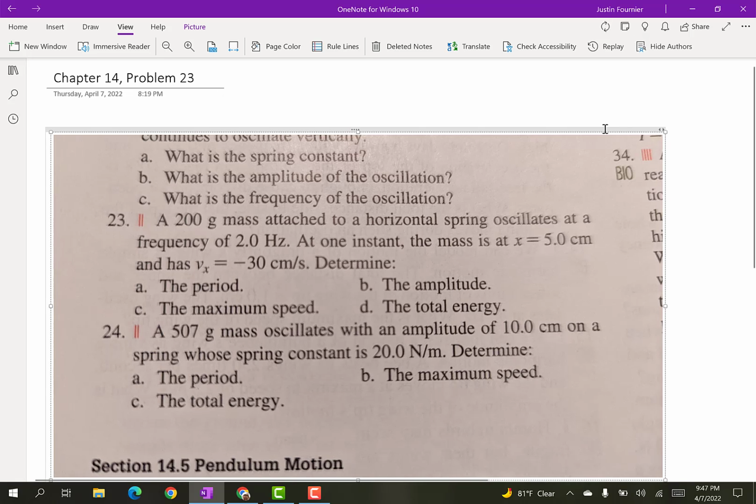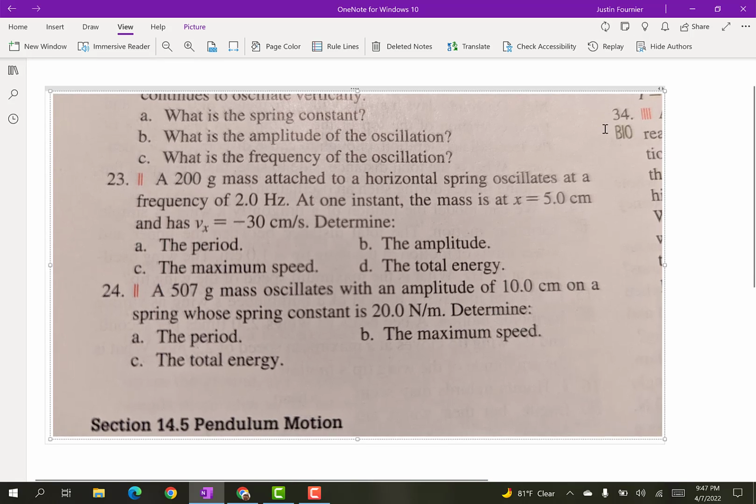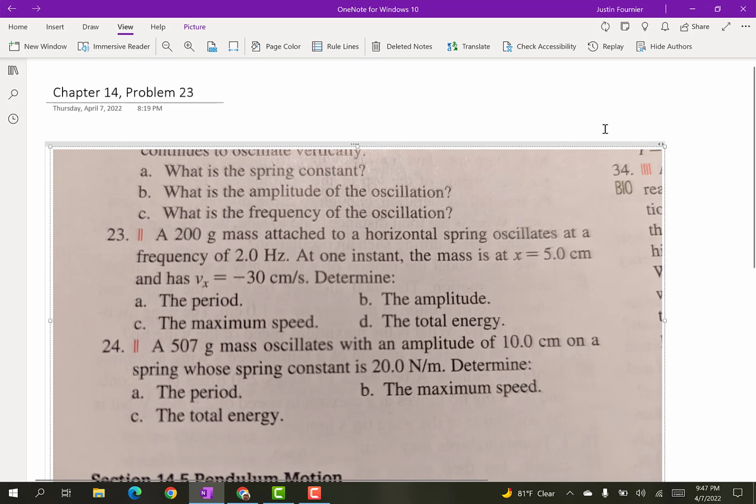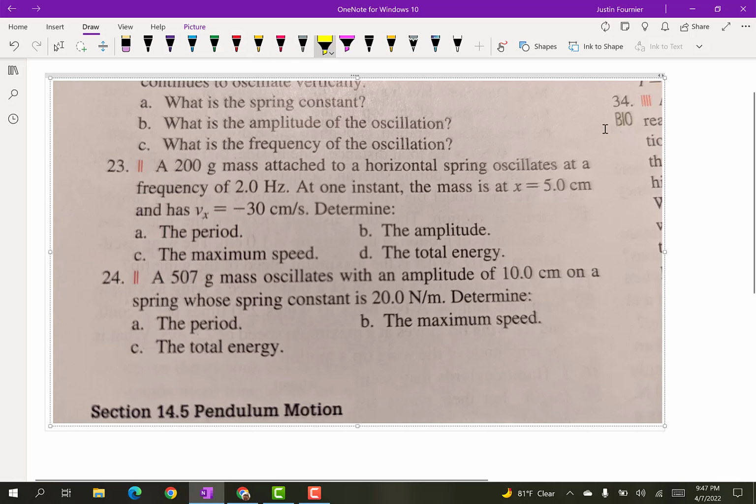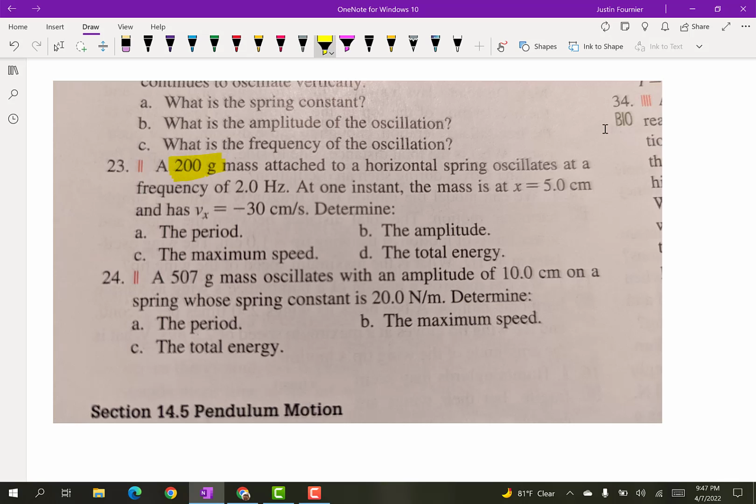Hi everybody. So I was asked to do this problem. It's problem 23 from chapter 14. It says a 200 gram mass is attached to a horizontal spring, oscillates at a frequency of 2 hertz. At one instant the mass is at x equals 5 centimeters and has a velocity of negative 30 centimeters per second. Determine the period, the amplitude, the maximum speed, and the total energy.